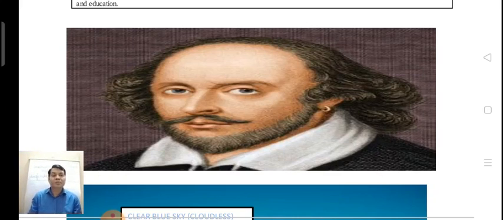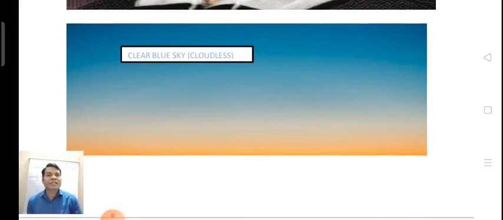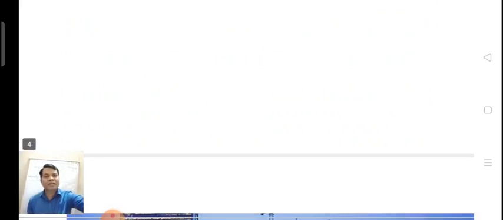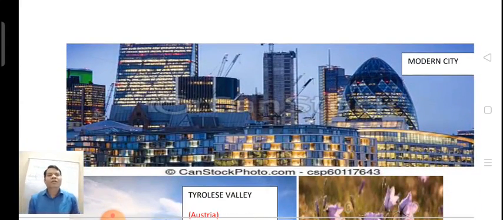Okay, so the picture of William Shakespeare is put on the wall, and William Shakespeare is famous for his literary excellence, but for these children it is of no use as they cannot read. So a clear blue sky that is cloudless, but these students cannot see. You can see here in this slide the modern city, and on the other hand I showed you how a slum area looks like.